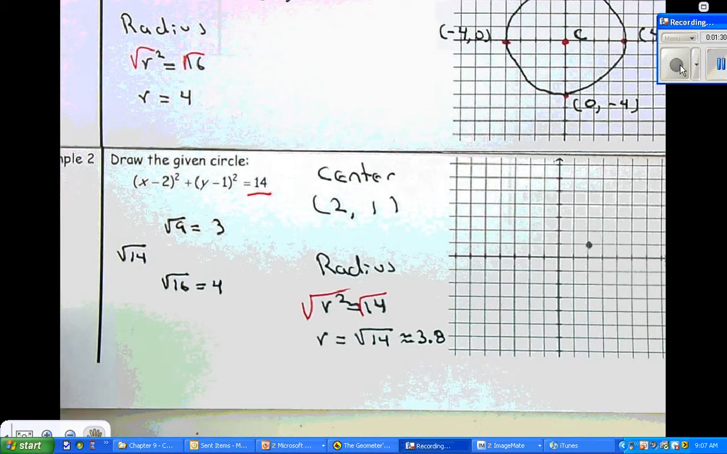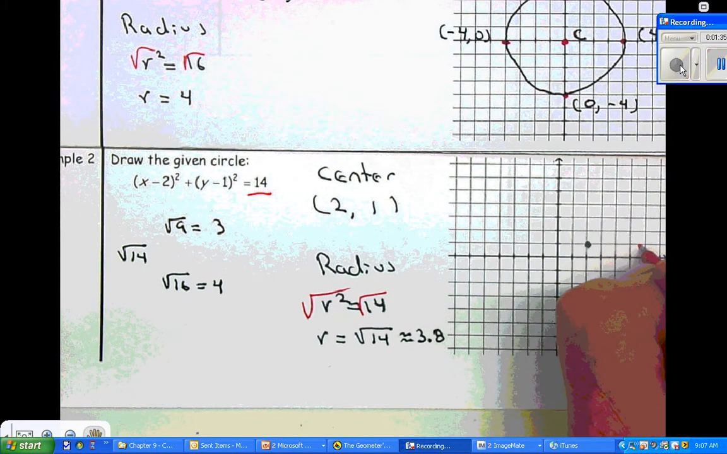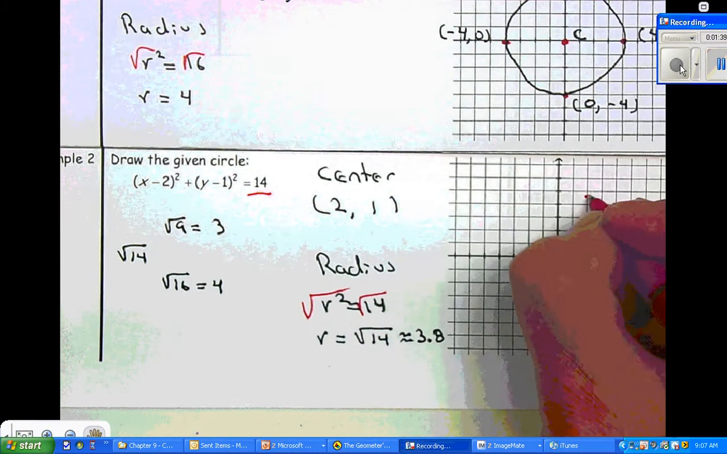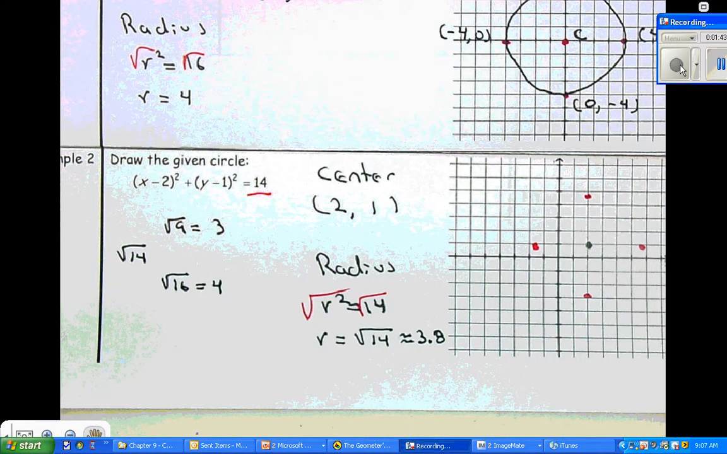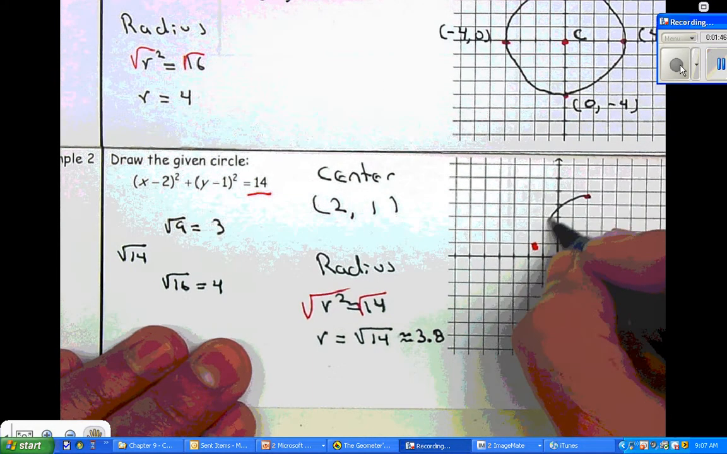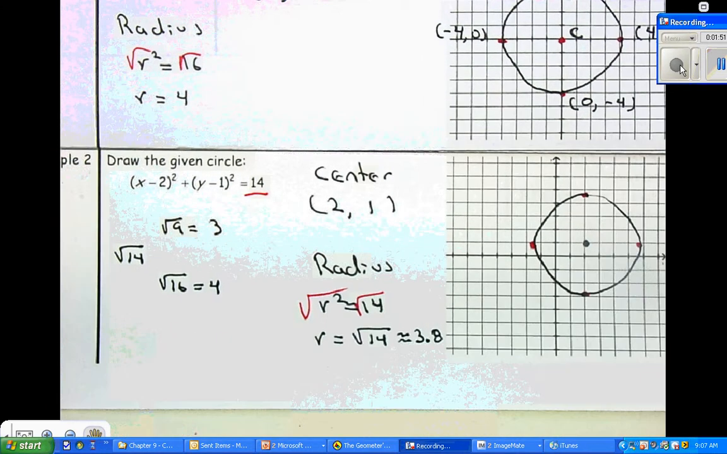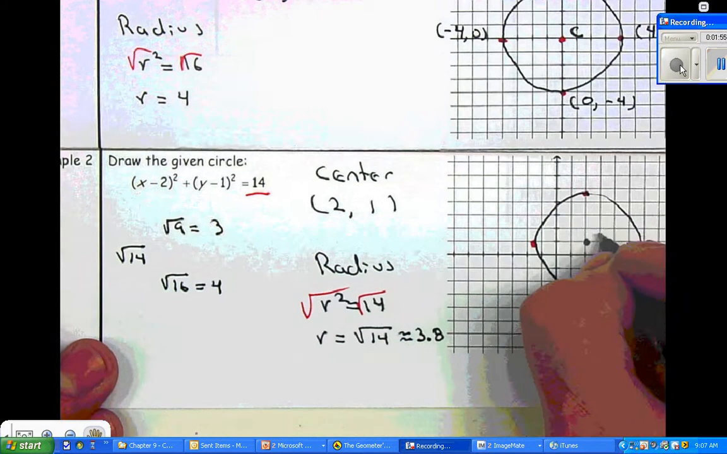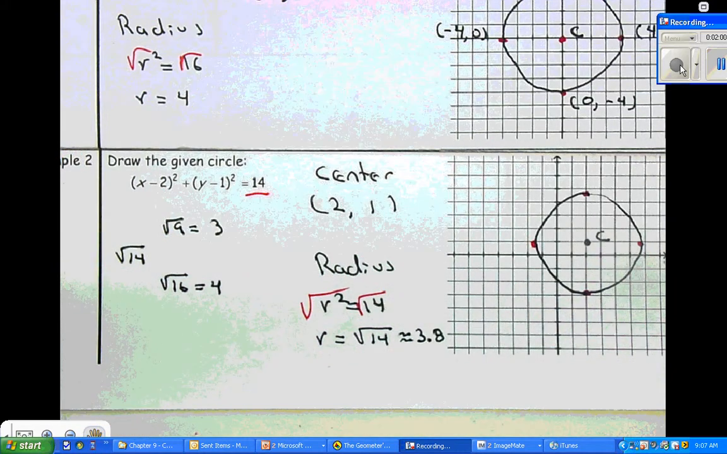To graph the radius, from the center we're going to go 3.8 to the right, 3.8 to the left, 3.8 up, 3.8 down. So from here, I draw my circle. And I'm done. Now, because you do have a decimal, for this class, we can just label your center, and that will be sufficient. Now, let's take a look at example number 3 on the back side.